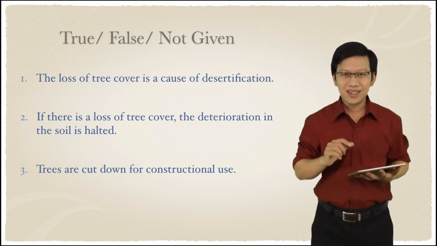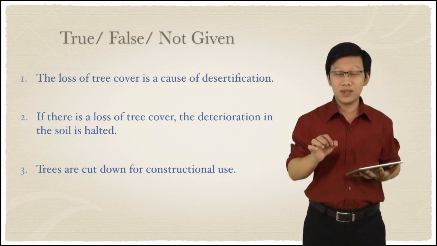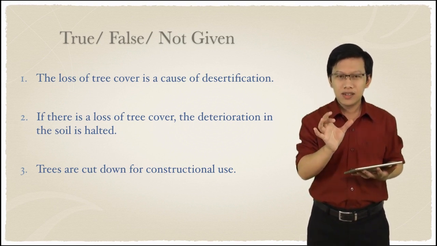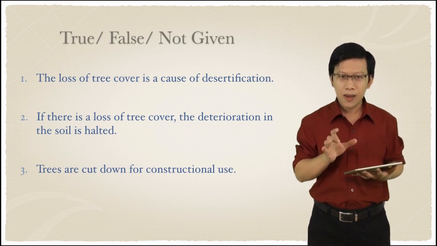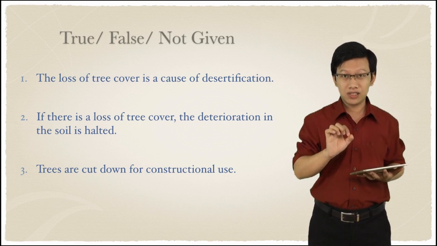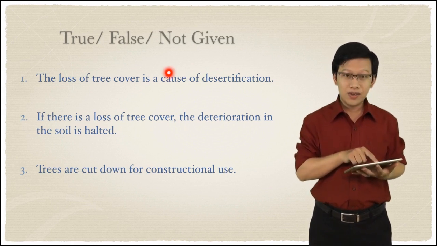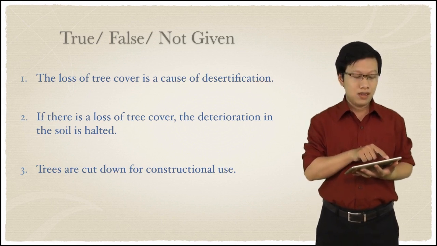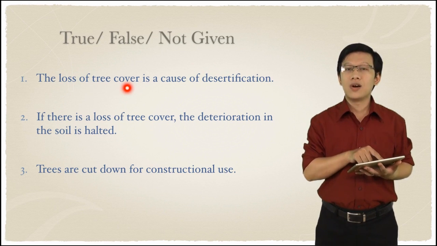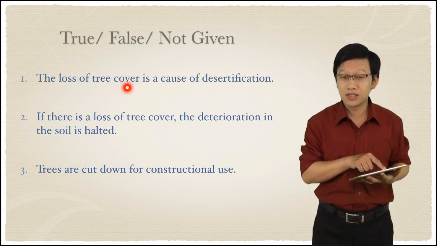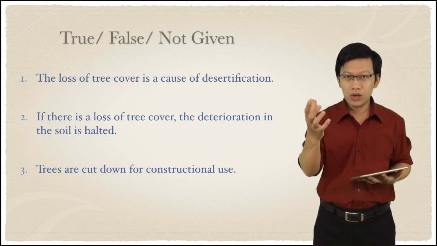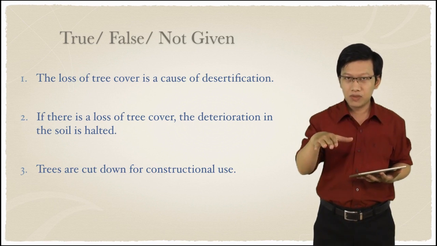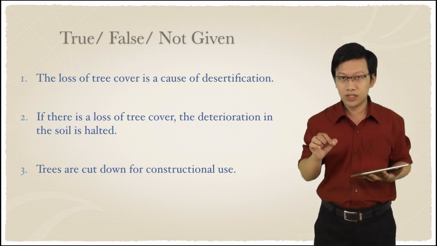What is not given? Not given means the information is not found in the text. For example, in your text, you have a cause of desertification, but they don't mention the loss of tree cover. There can be many other causes, but the loss of tree cover is not mentioned as one. That is not given. So, true: all of it is true. False: one word is false. And not given: one piece of information, or all of the information, is not mentioned.